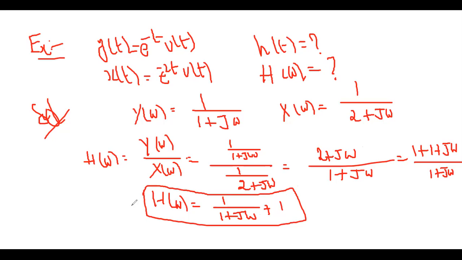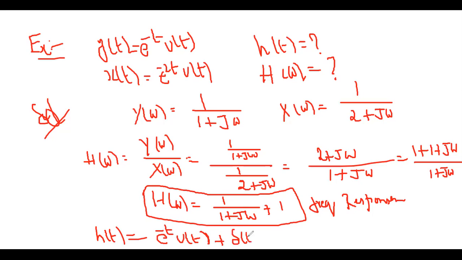We need the h of t also. The frequency response is the system response, and we need the impulse response too. Impulse response is h of t, so take the inverse Fourier transformation of this function. The inverse Fourier transformation of 1 by 1 plus j omega is e power minus t mu of t, plus the inverse transform of 1, which is delta of t. But the Fourier transformation of 1 is 2 pi delta of omega. So h of t is the impulse response.